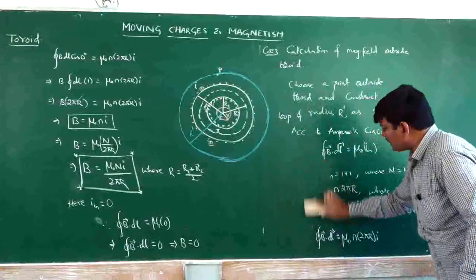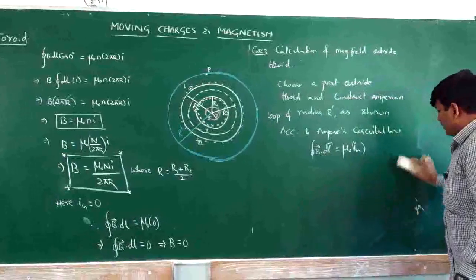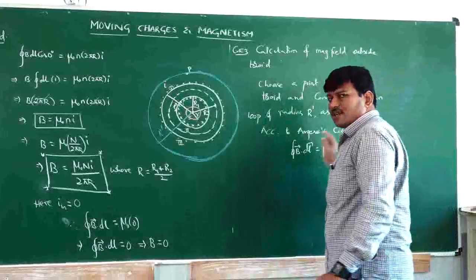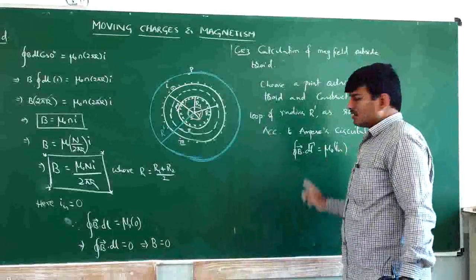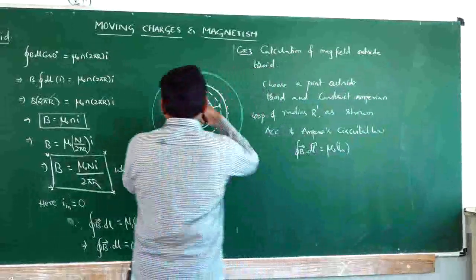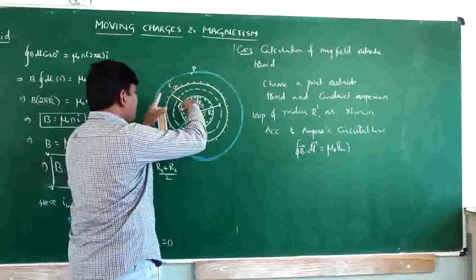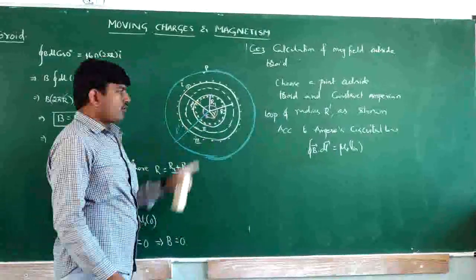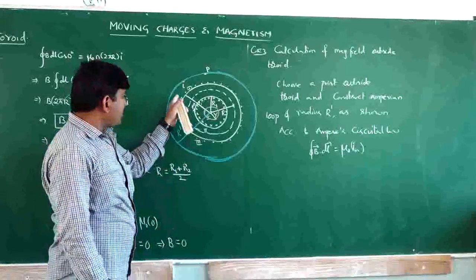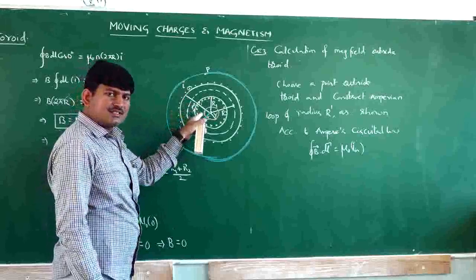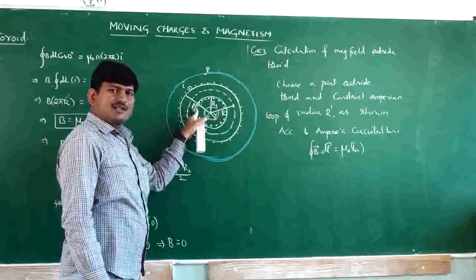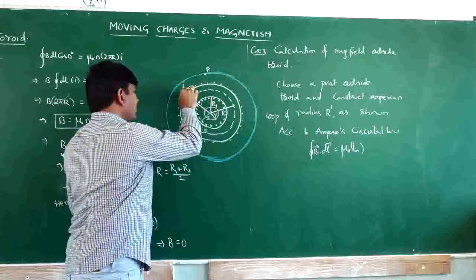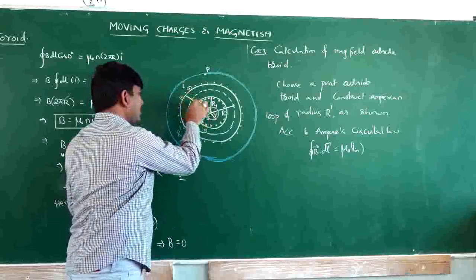What is I inside is the question. What is the value of current inside this Amperian loop? If you see here, current I is coming out and current I is going into. So, 3 amperes coming out and 3 amperes going into. Then what is the total current? If coming out is taken as positive and going into is taken as negative, plus 3 plus minus 3 is 0. So, this is coming out, this is going into. They are cancelling each other.